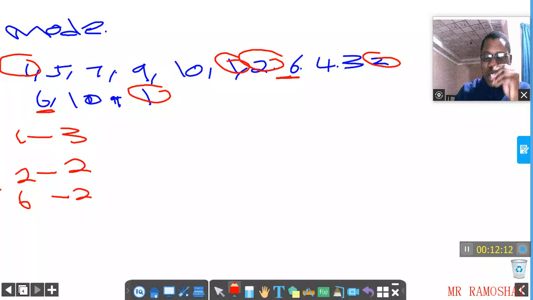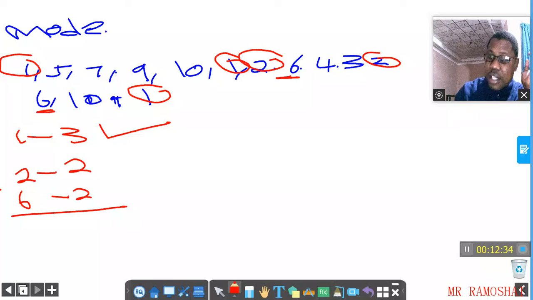So now let's take a conclusion. When we take a conclusion, we compare these. Which number here appears the most? 6 is appearing twice, 2 is appearing twice, but 1 is appearing 3 times. Therefore 1 is our mode in this case, because 1 is appearing more than other values.